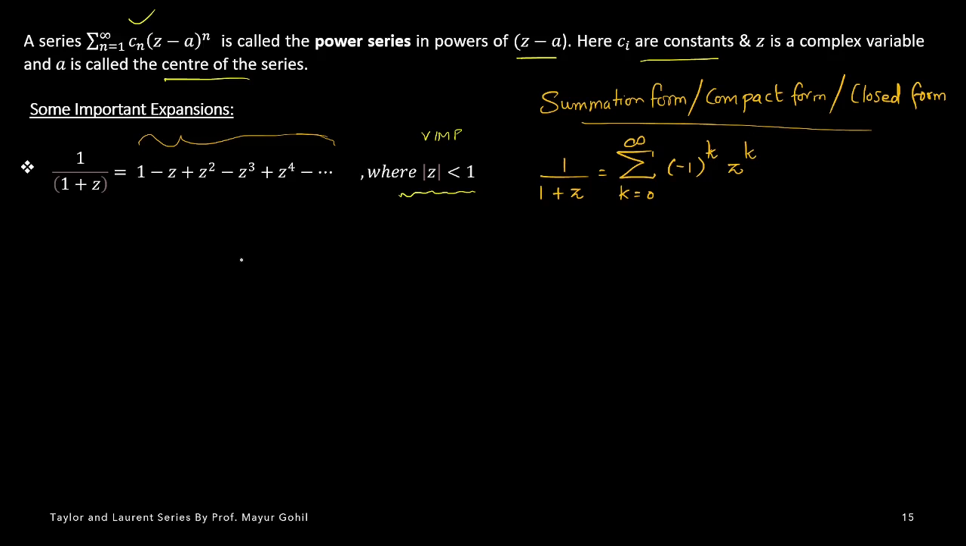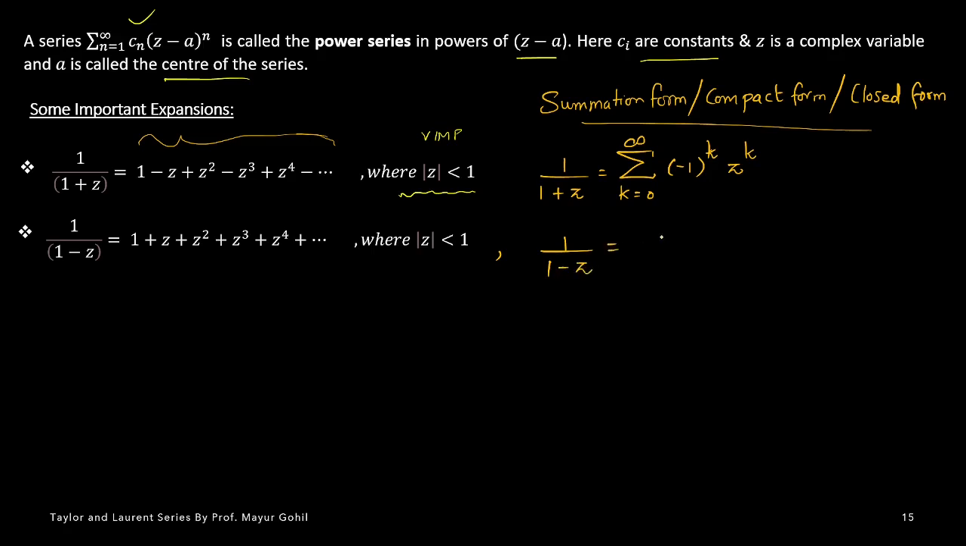Let us see another expansion. This is again a very crucial and very important expansion: 1 upon 1 minus z. Just replace z by minus z in the above format. We will get this expansion: 1 plus z plus z square plus z cube plus z raised to 4. Again, this is very important. Its expansion has the following compact form.